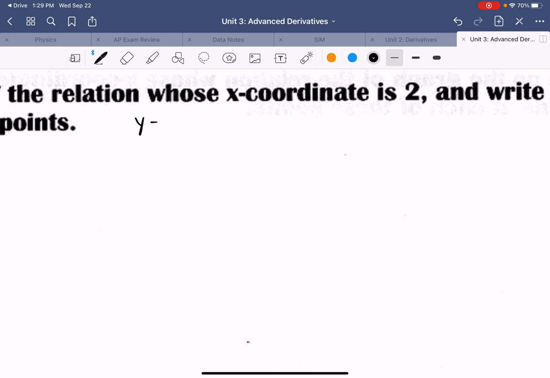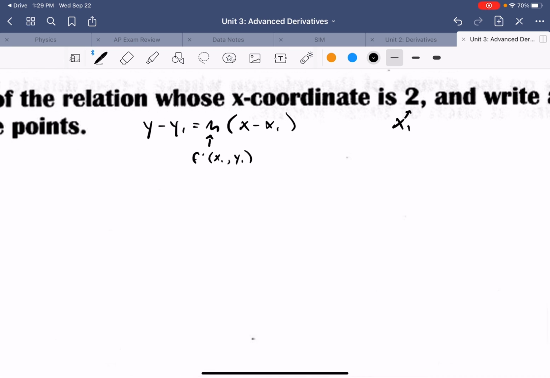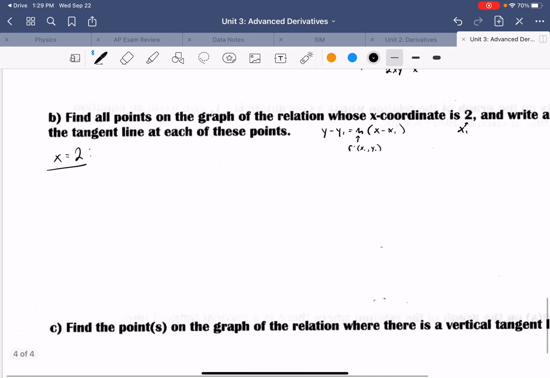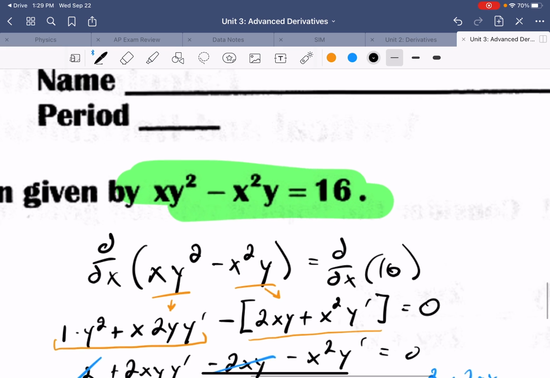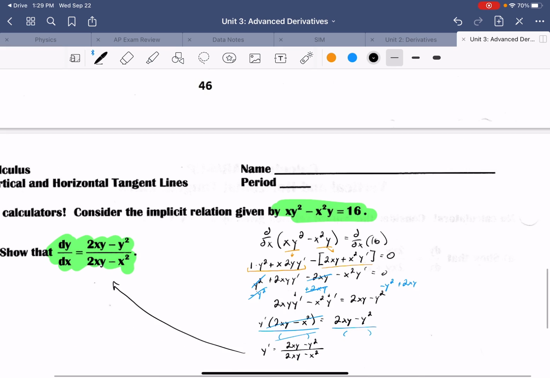That's point slope, y minus y1 equals m parentheses x minus x1. And that m right there, that is just going to be f prime of x1 comma y1. So that's our goal, is to find f prime. We also need to find the y1, but this is our x1 right here, 2. So I need to take my original equation, xy squared minus x squared y.